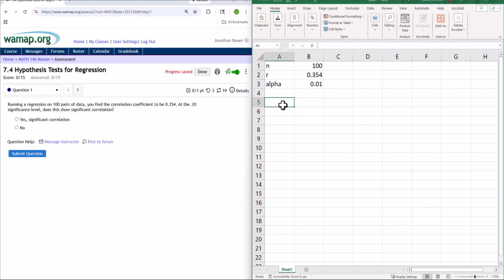So I'm going to find a test statistic, the t-value, and this is equal to the correlation coefficient R times the square root of n minus 2. I'm just clicking on these cells, and then divided by the square root of 1 minus our R quantity squared.